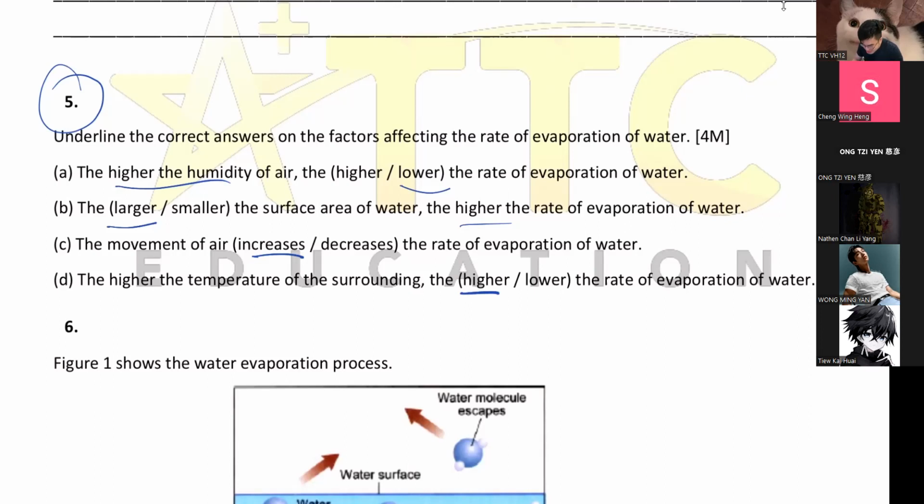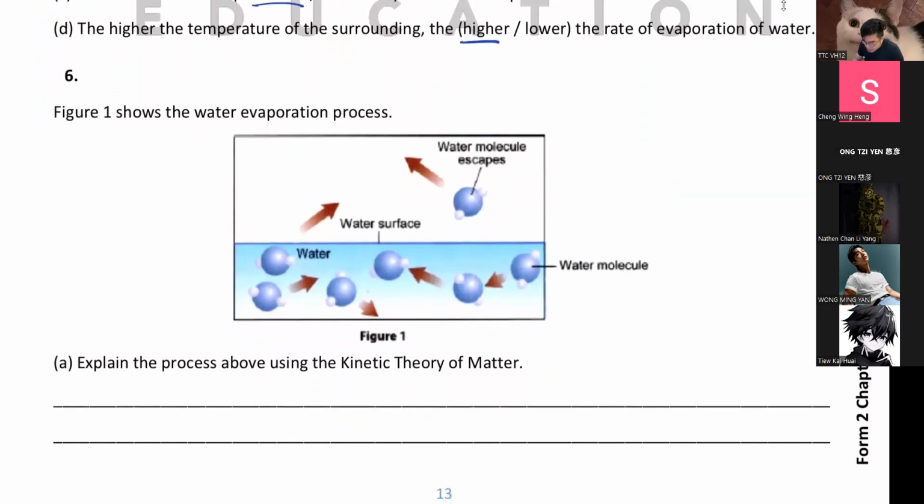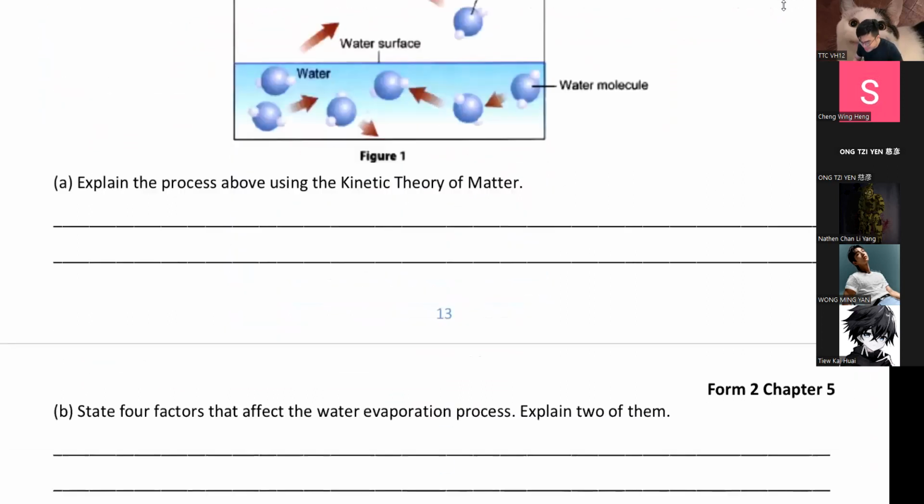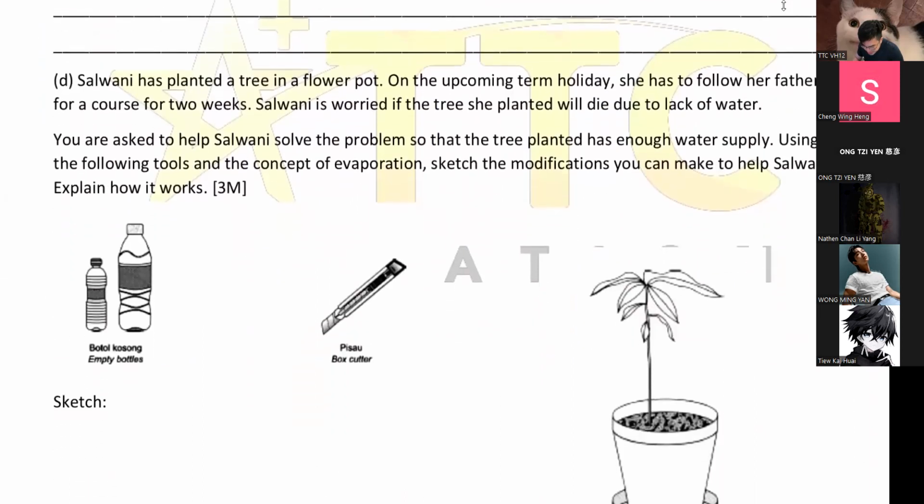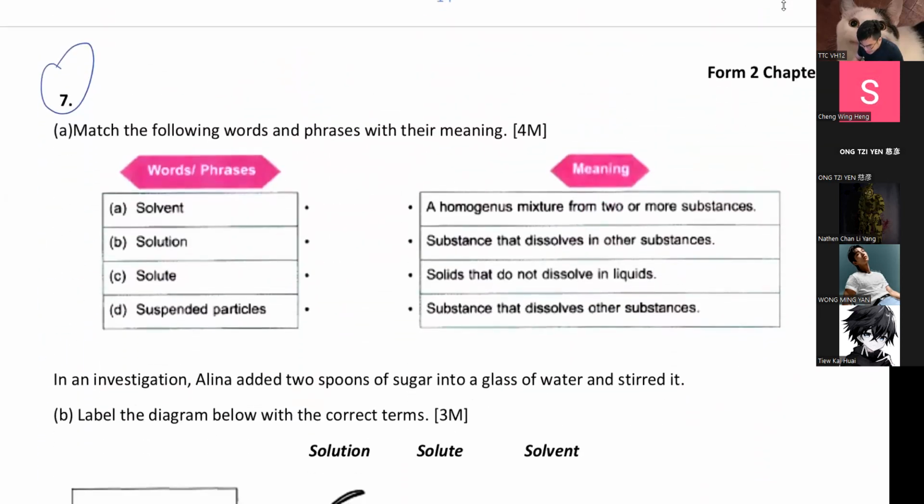Easy, huh? One more thing. I did mention this in last week's video. Evaporation is something that happens on the surface, only on the surface. It's when the surface molecules get enough energy and escape into the air, if you want to know. Right, so next, number 7.